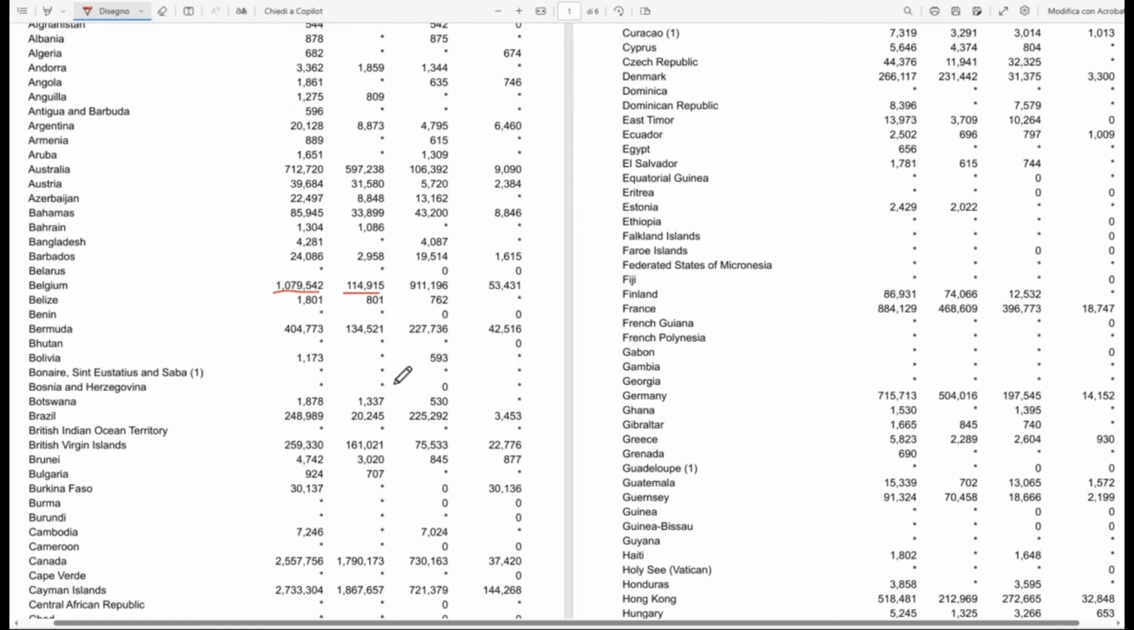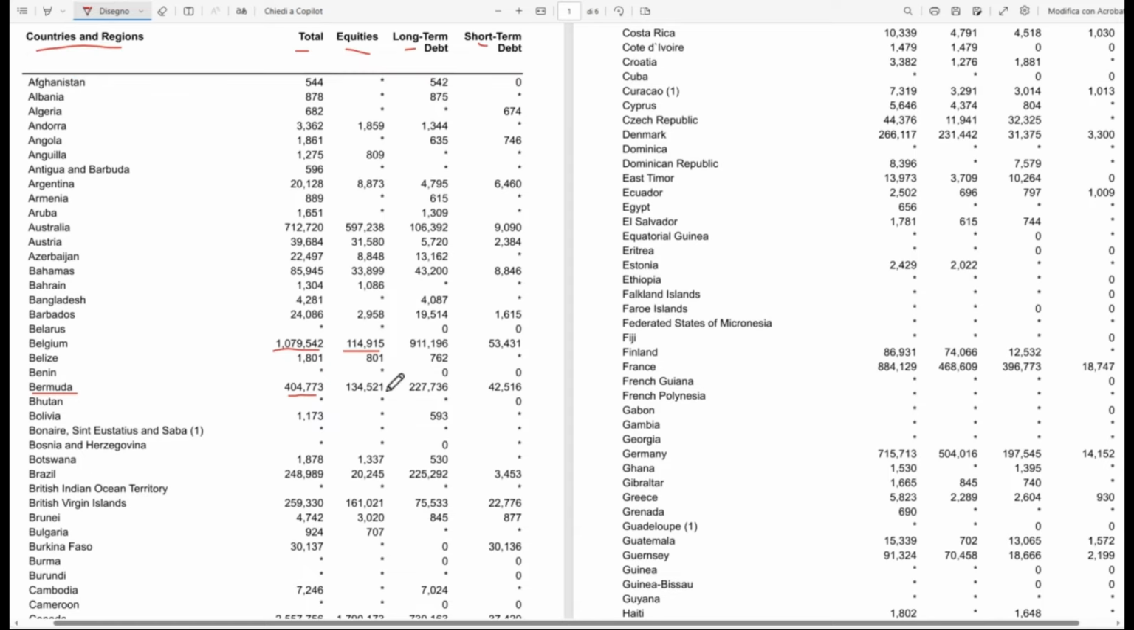And you can see here another fancy thing, Bermuda. You know, when you go to the seaside, you want to wear your nice shorts, swim and have a nice pina colada. So there are 404 billion in Bermuda: 134.5 billion in stocks, 227.7 billion of long-term treasuries, and 42.5 billion in short-term paper. So probably you start to see something.